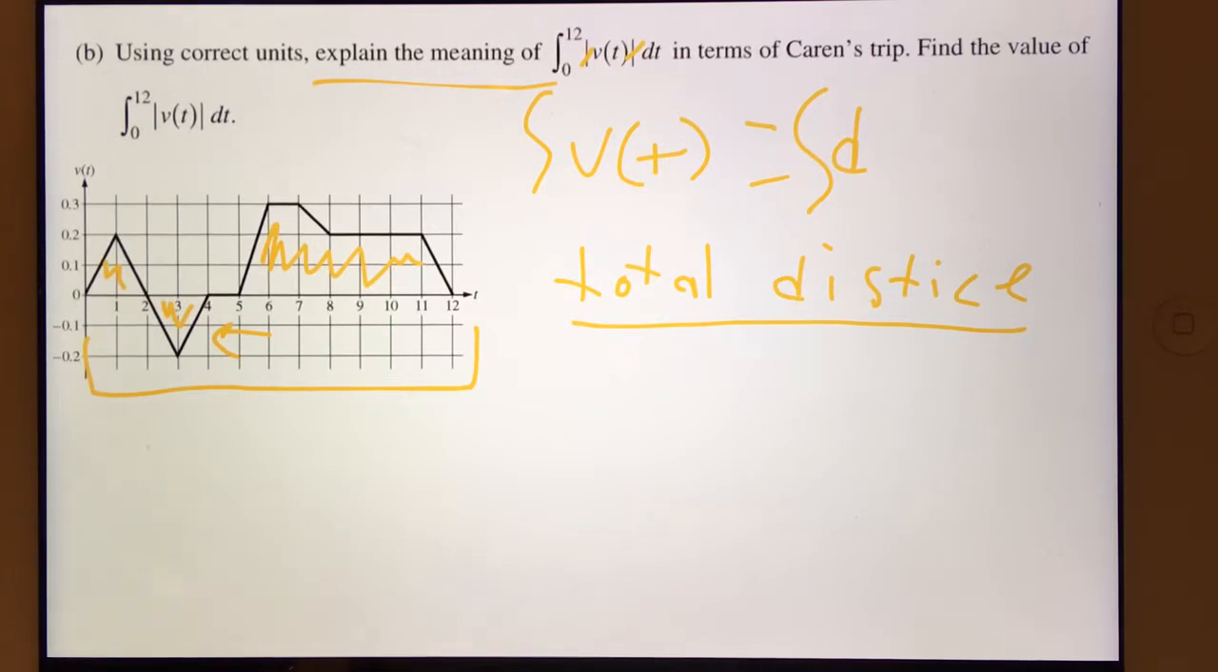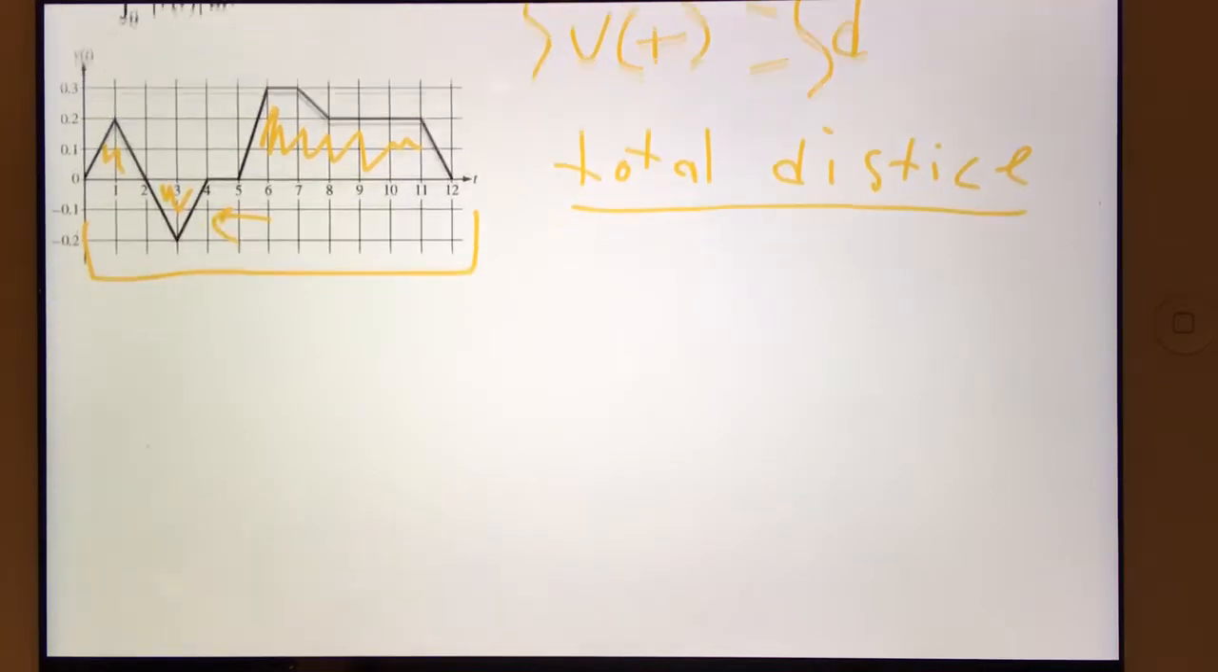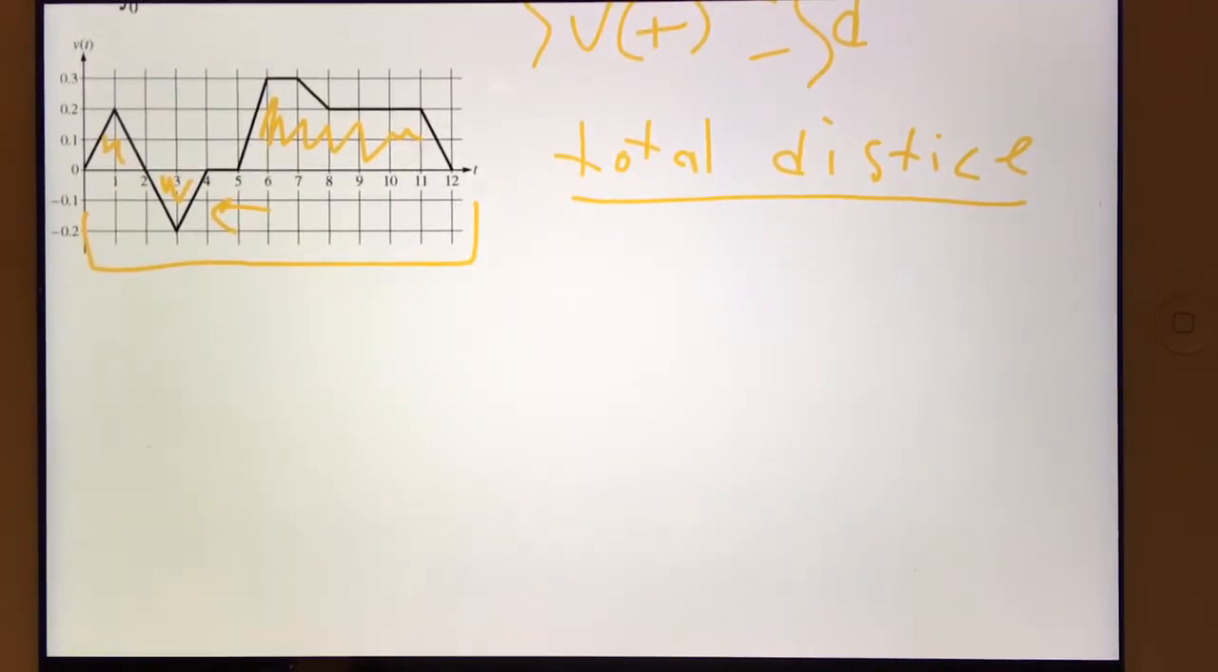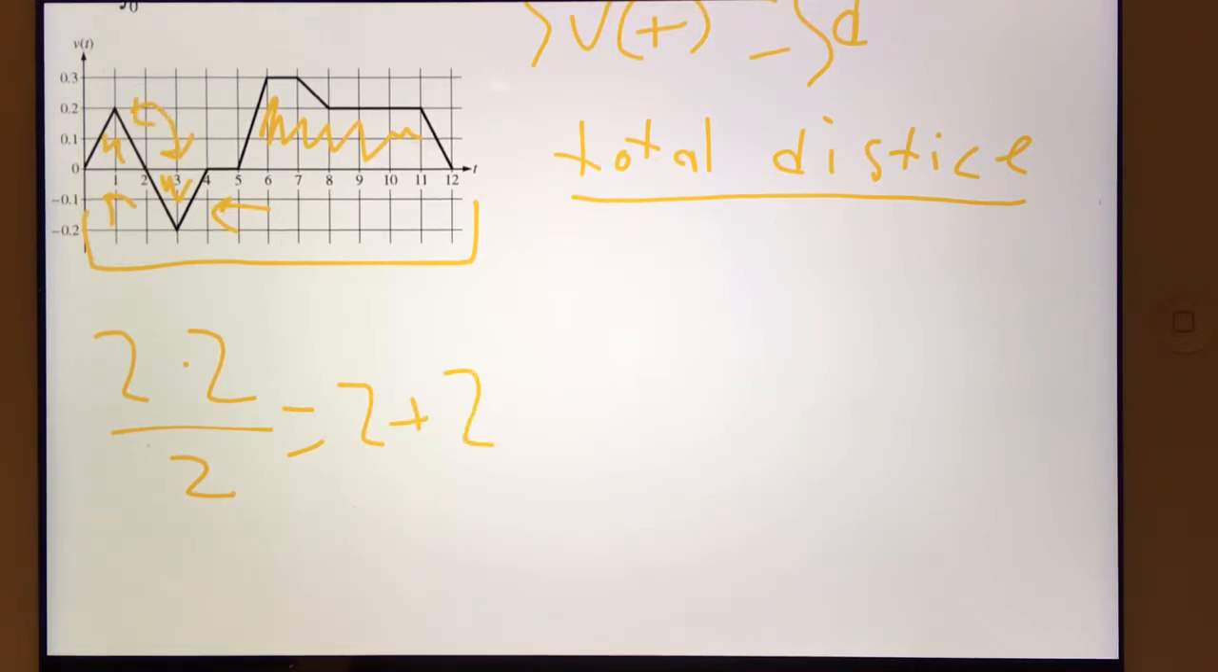If you attached a little distance tracker on her wheel, what would it say? Since it doesn't register negative speed, it would say the absolute value of this function. So if we figure that out, and how I did this, I broke this down into triangles. This triangle has a base of 2, height of 2, and then you divide that by 2, so that equals 2. These two triangles are equivalent, so that's plus 2.